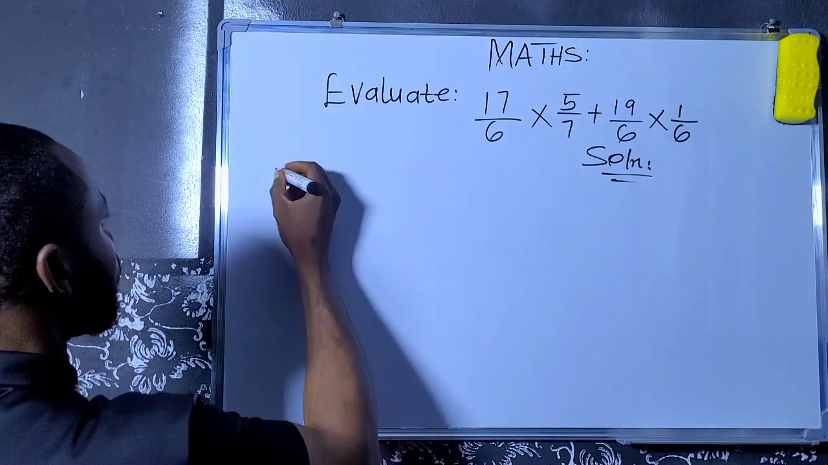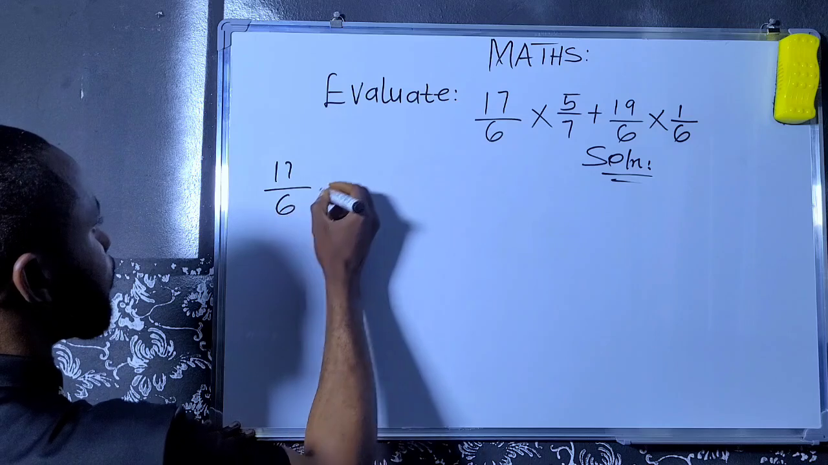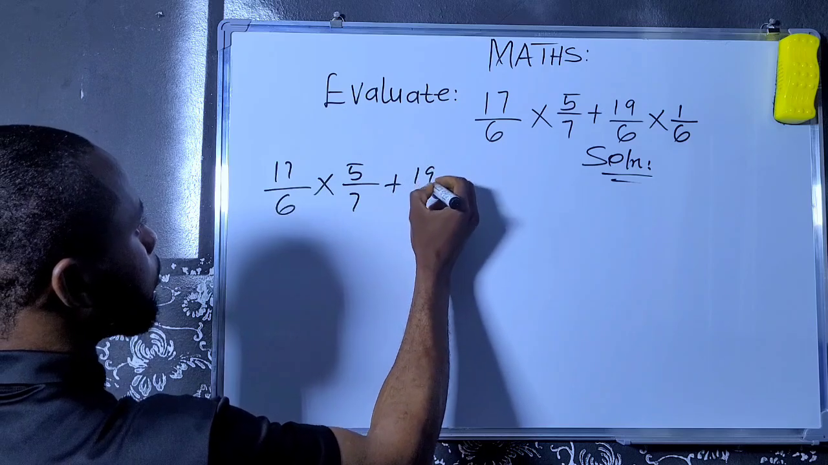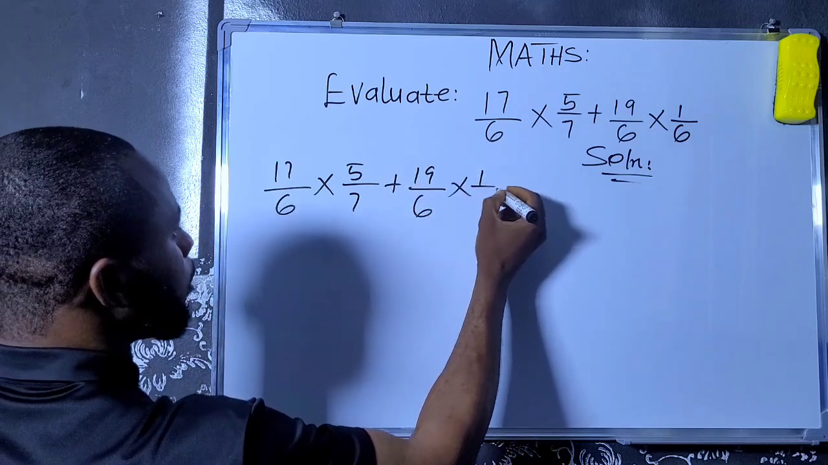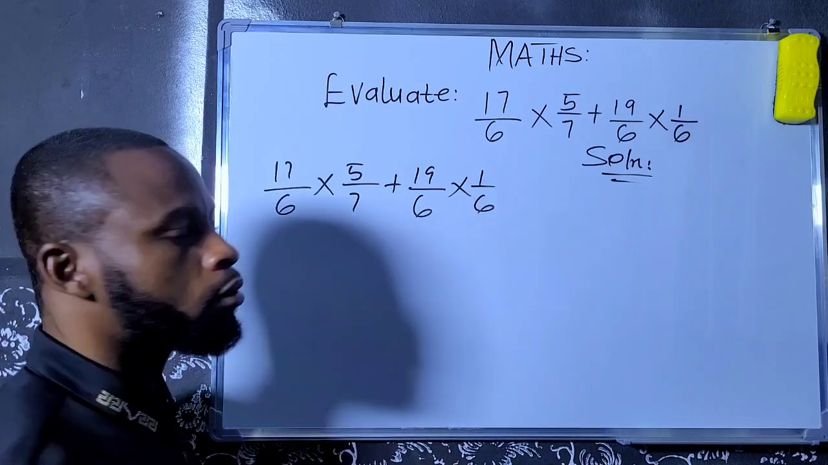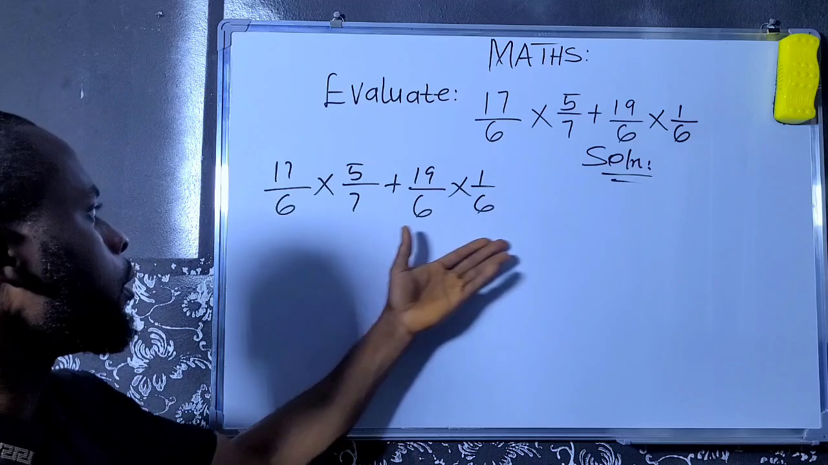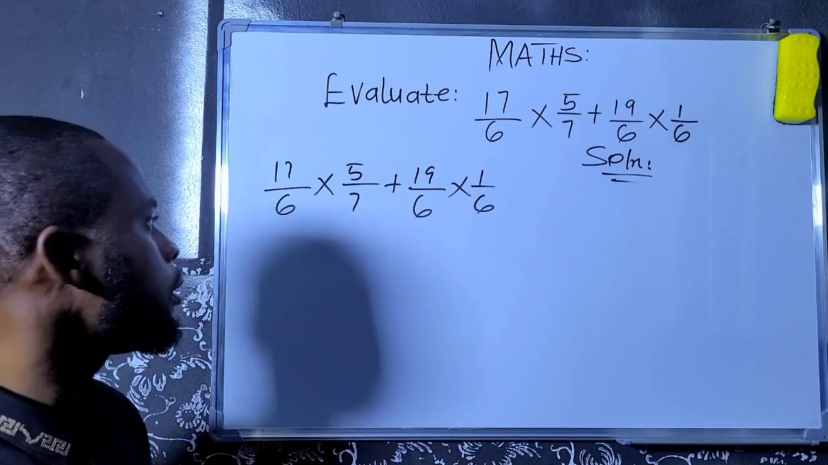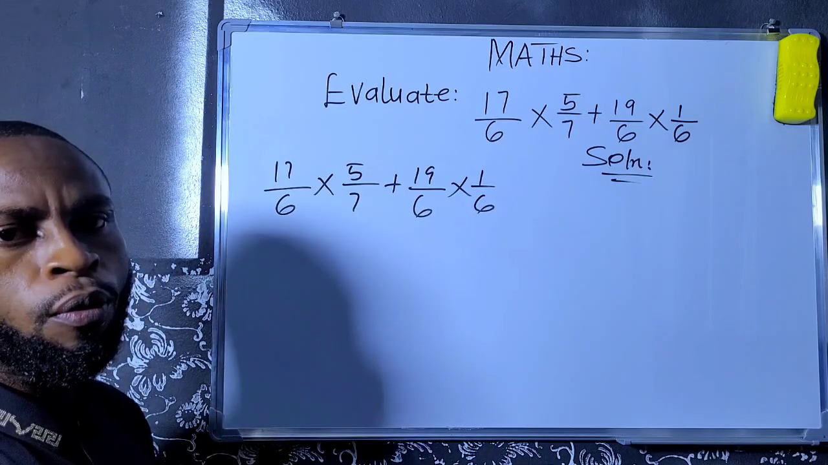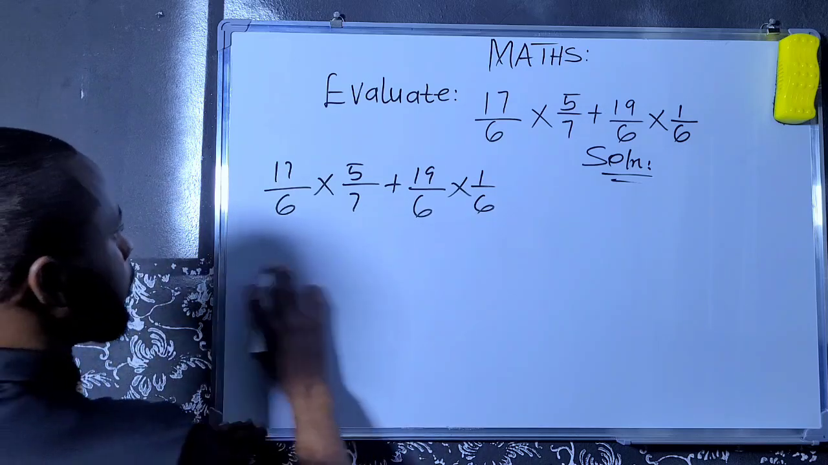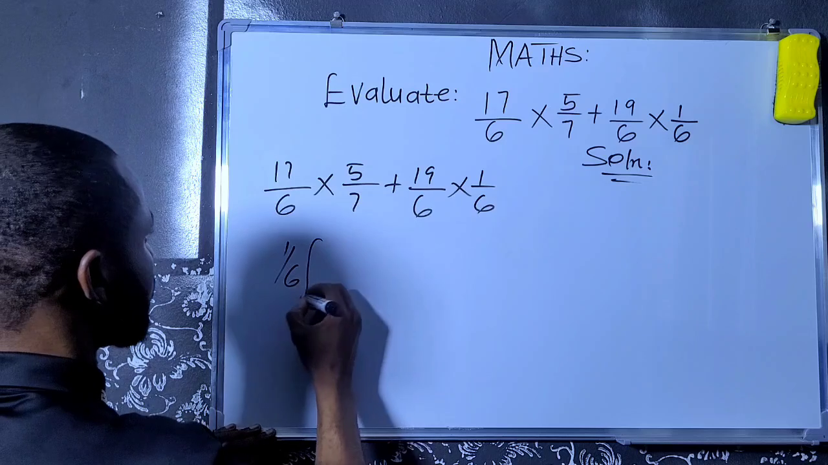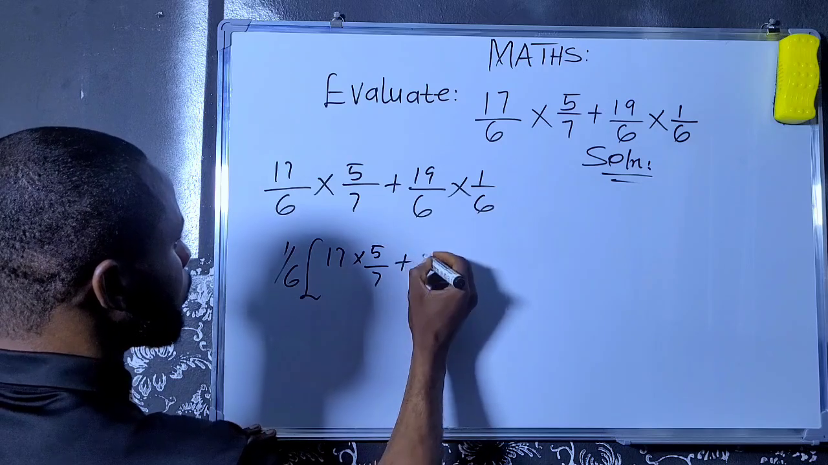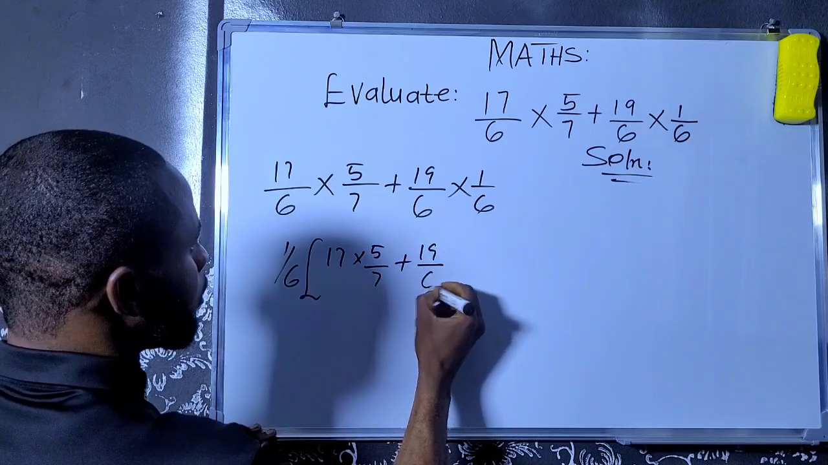Solution. I come down here with the question: 17 divided by 6 multiplied by 5 divided by 7 plus 19 divided by 6 multiplied by 1/6. Here, if you look carefully, you observe that 1 divided by 6 is common, and as such, we are going to factor out 1 divided by 6. In that case, the expression becomes 1 divided by 6 into 17 multiplied by 5 divided by 7 plus 19 divided by 6.